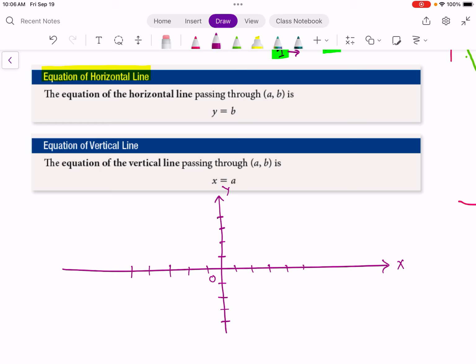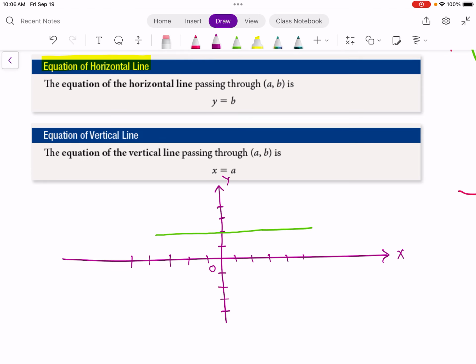Now let's draw a horizontal line. A horizontal line is a line parallel to our x-axis. Let me draw a horizontal line, and let me draw one more horizontal line. So we have a horizontal line here. Now our target is finding the equation of this line.